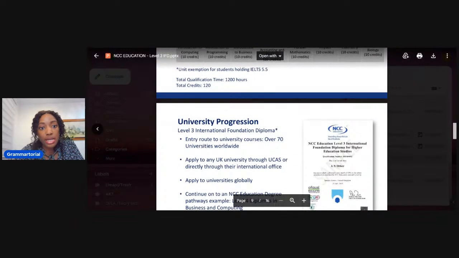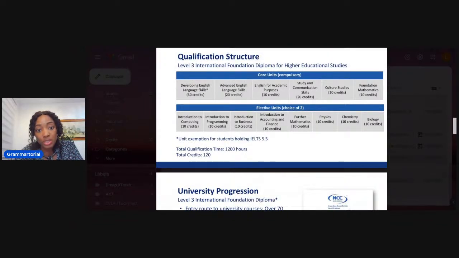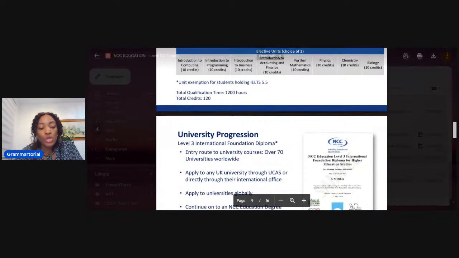And you can see that there are some units that are exempted for students that have done IELTS. So if you've written your IELTS and you scored 5.5 and above, you're going to be exempted from doing the developing English language skills, which is 30 credits. So your total credits will be 120 credits, and your qualification time is 1,200 hours.